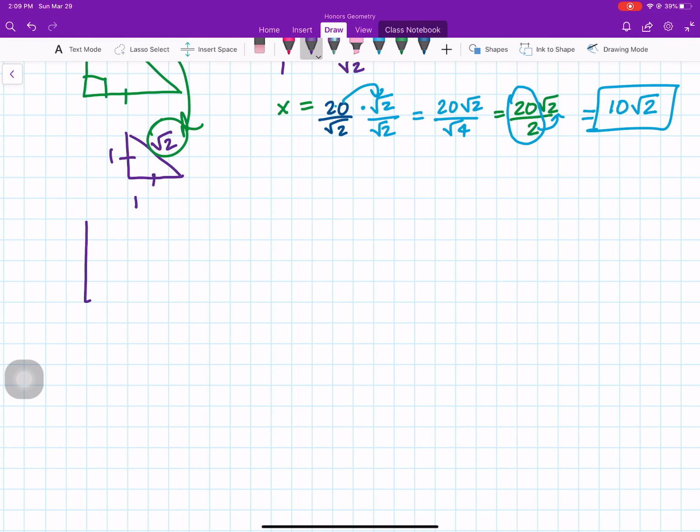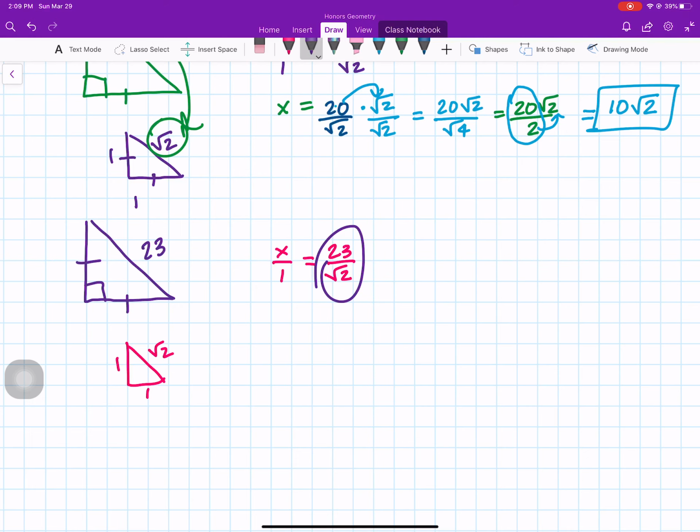Let's do one more together, and then I will let you loose to work on your assignment. Let's say that the hypotenuse here, how about as an odd number? How about 23? So again, we have 1, 1, and root 2. That's what we're comparing. So x over 1 equals 23 over root 2. You can't divide 23 by root 2. It does not work out nicely.